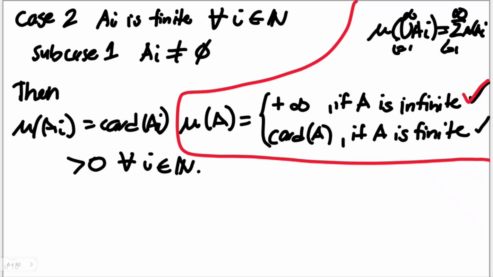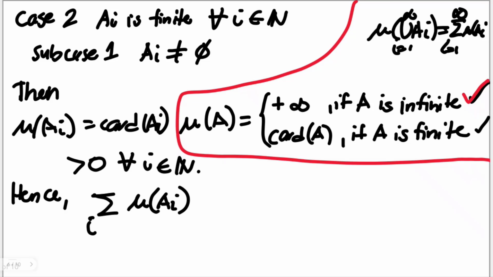But since we are considering here the non-empty sets, they are all greater than 0 for all i which are integers. Hence, the summation of the mu of a sub i, as i starts from 1 to infinity, since our a sub i is greater than 0 and there are infinitely many, when we say greater than 0, it could be infinite, right?